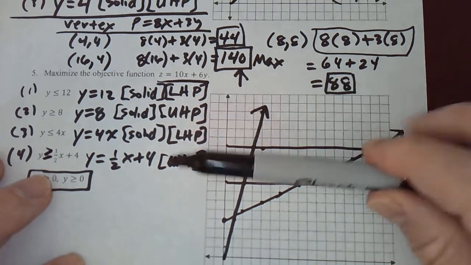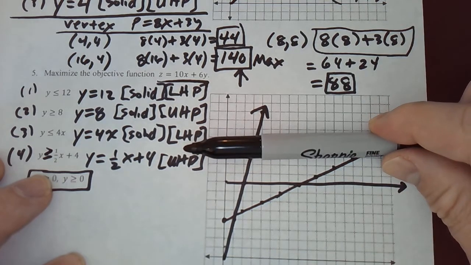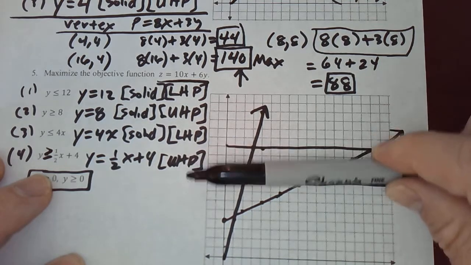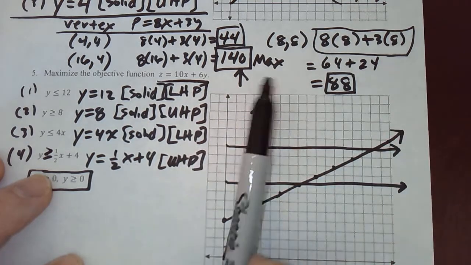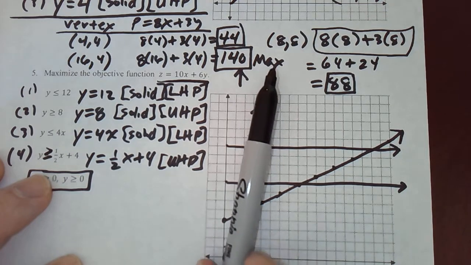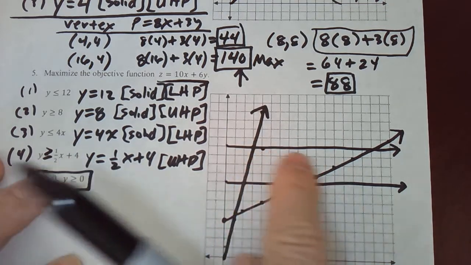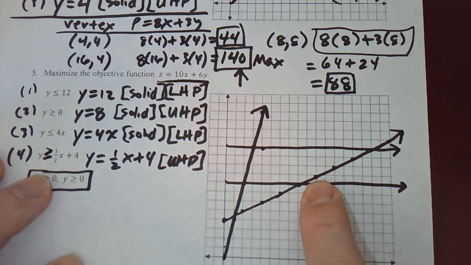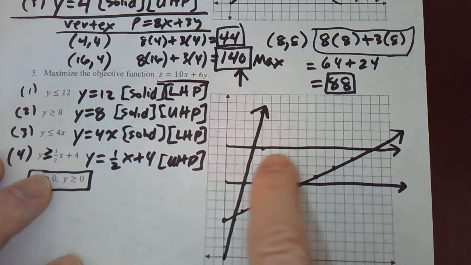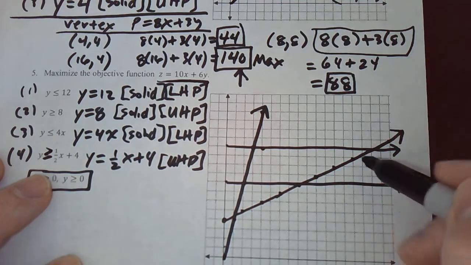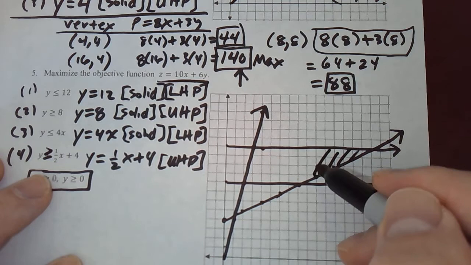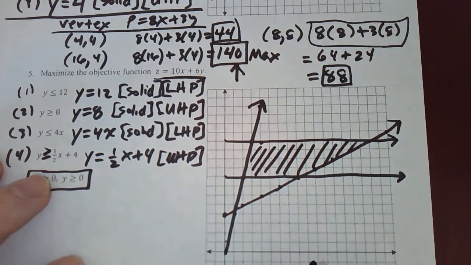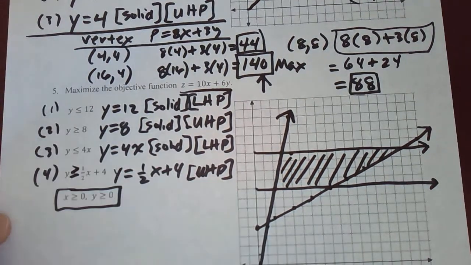So we're going below this line, the lower half plane, above this line, the upper half plane, so we're in this strip, and then we're in the lower half plane of this guy, so it means everything over here, and then we're in the upper half plane of this line, which restricts us to be all in this region right here. So this four-sided region is our feasibility region, or the solution to all of these inequalities.